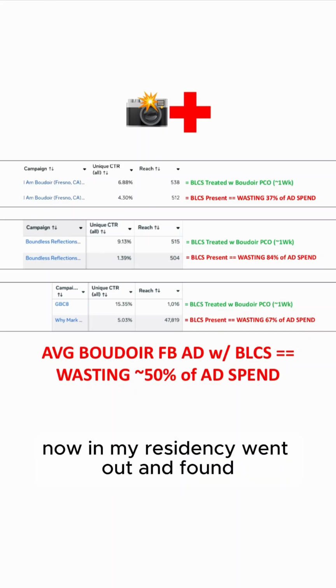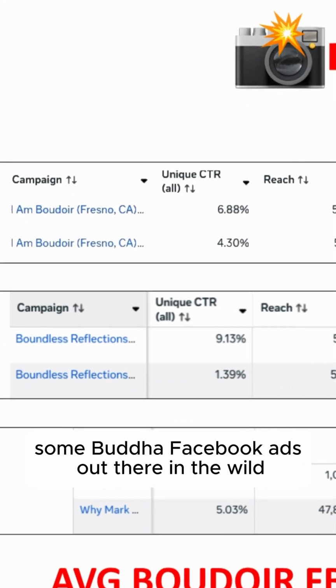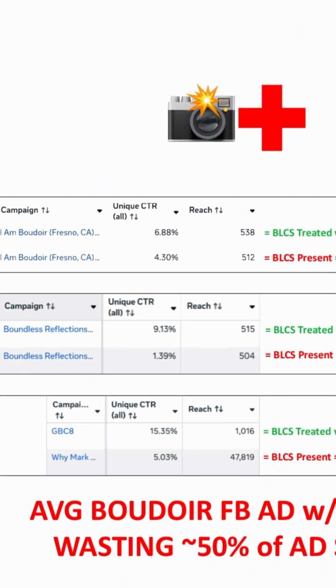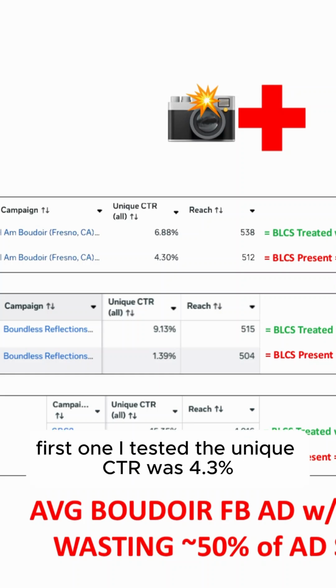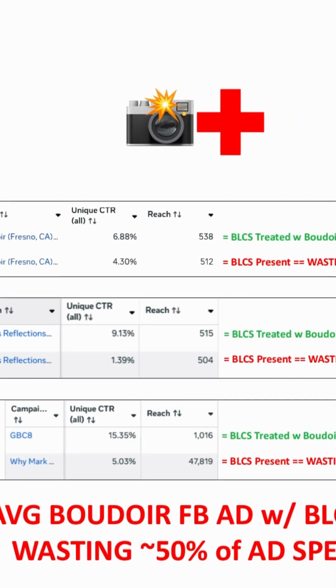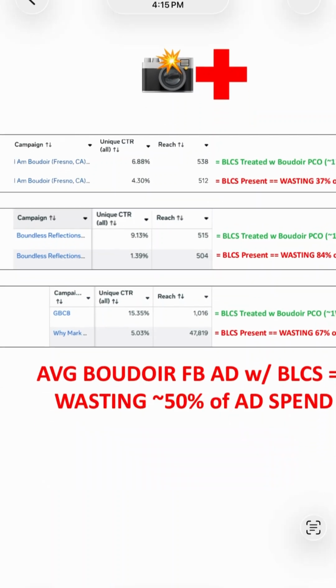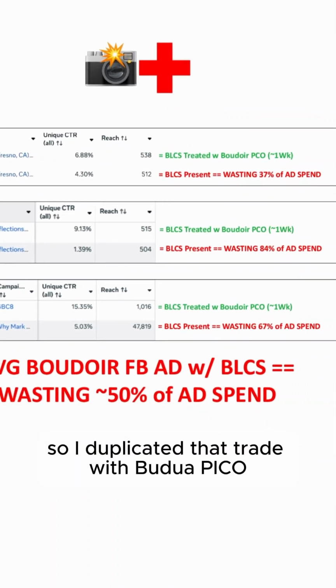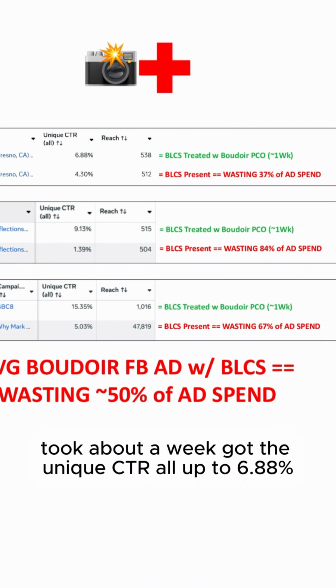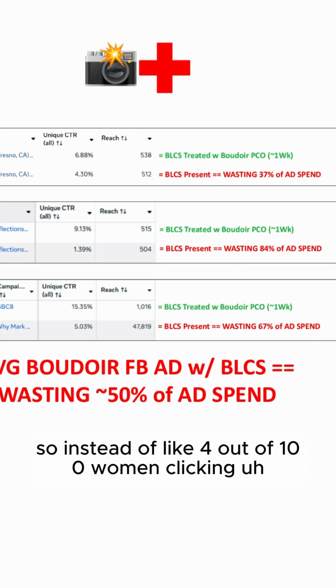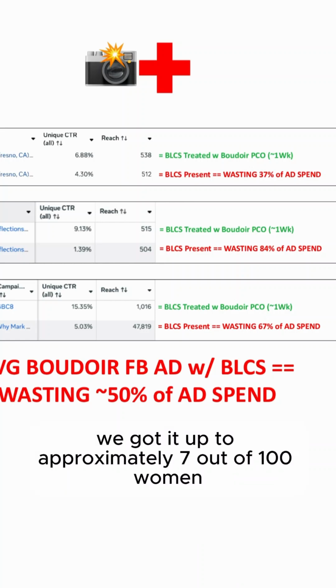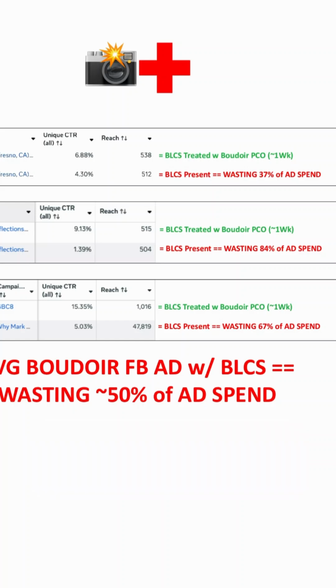Now, in my residency, I went out and found some Boudoir Facebook ads out there in the wild. The first one I tested, the unique CTR was 4.3%. So we know that's under 6%, so we know that BLCS is present. So I duplicated that, treated it with Boudoir Pico, took about a week, and got the unique CTR up to 6.88%. So way better. Instead of about 4 out of 100 women clicking somewhere in the ad, we got it up to approximately 7 out of 100 women.